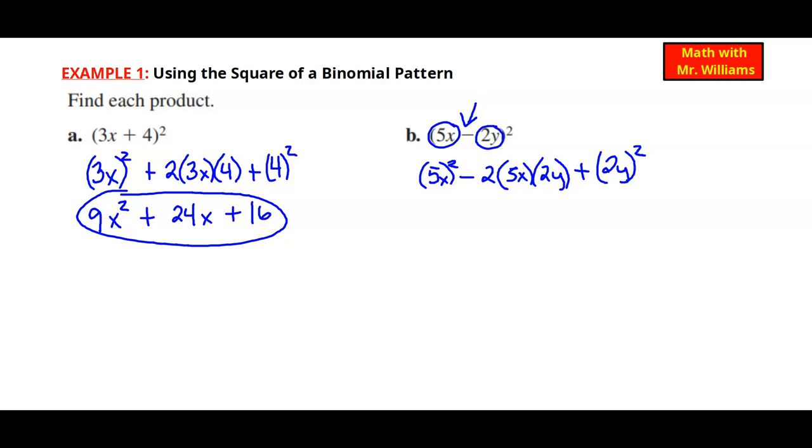So 5 times 5 up front is 25, and x squared is just x squared. Minus, let's multiply the whole numbers here, so 2 times 5 times 2, which gets us 20. And then we have 1x, but we also have 1y. And lastly, we have plus 2 times 2 is 4, and then we have a y squared. So our final answer is 25x squared minus 20xy plus 4y squared.